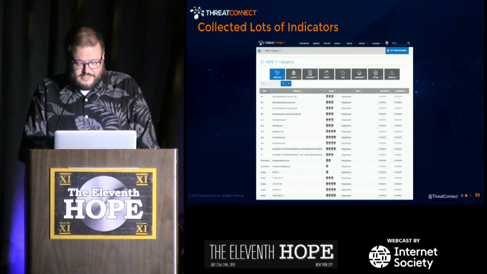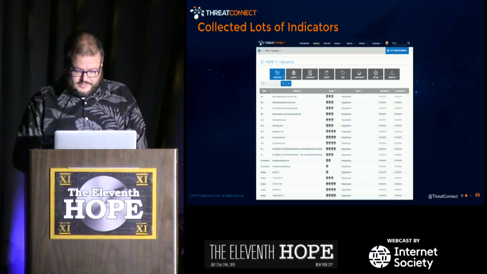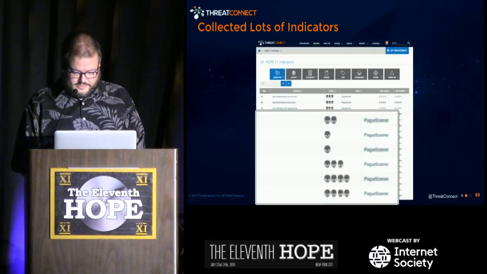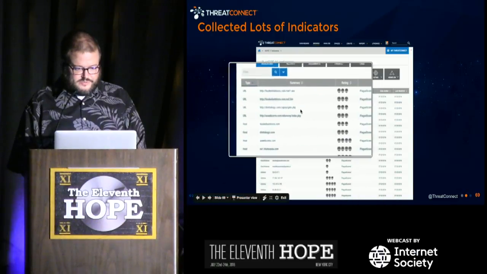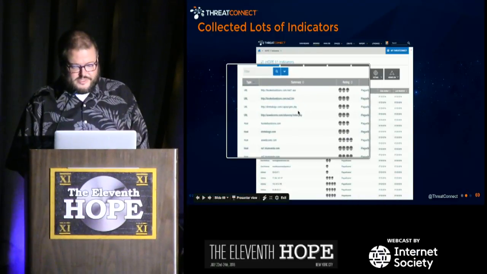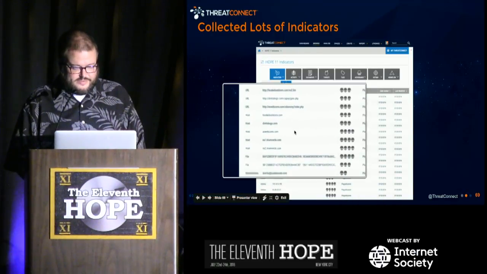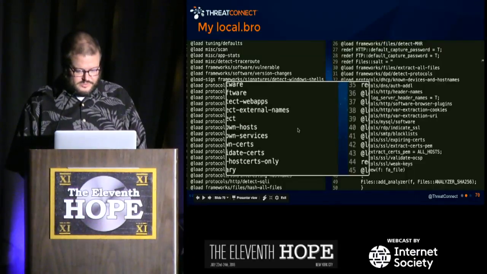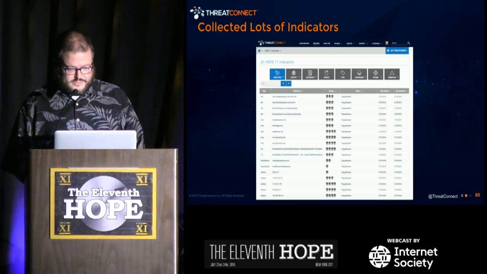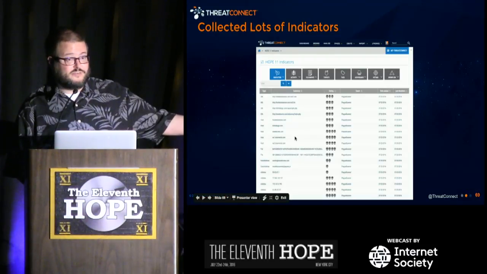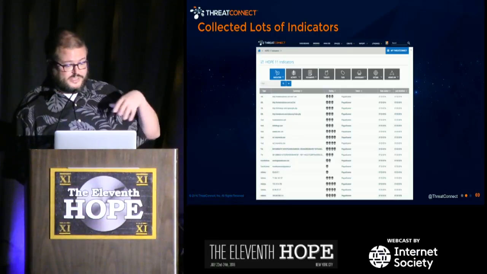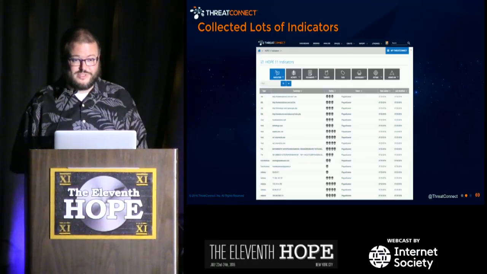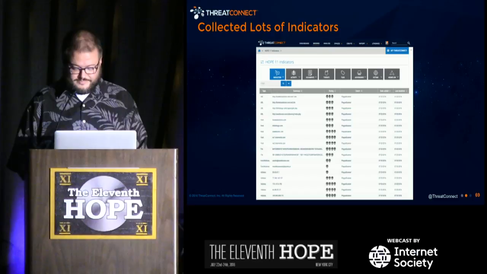So we've collected a lot of indicators, and I'll zoom in on these for you. We've got a bunch of URLs. Oh, that didn't work. Sorry. So we have a bunch of indicators that we've collected from just the PCAP, and this is a very good image of what the malware is doing without actually looking at the malware itself.